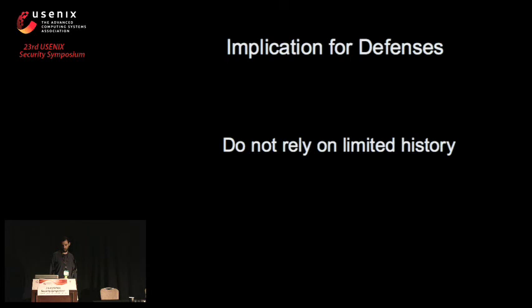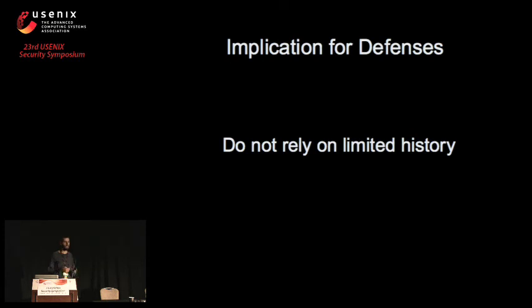So what does this mean for defenses, though? I mean, clearly it means that kBouncer, ROPecker, and some other things are broken. But what does it mean for new defenses? Well, the first thing is it means that defenses really can't rely on a limited amount of history. I think that it's the case that any defense which uses only a limited amount of history is probably going to be able to be broken by a very similar attack.